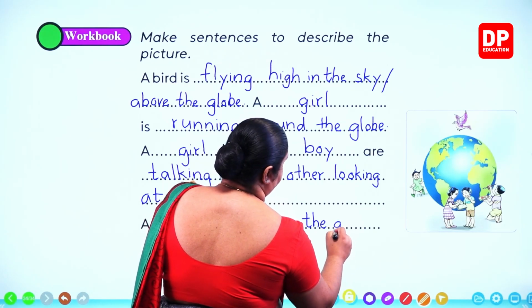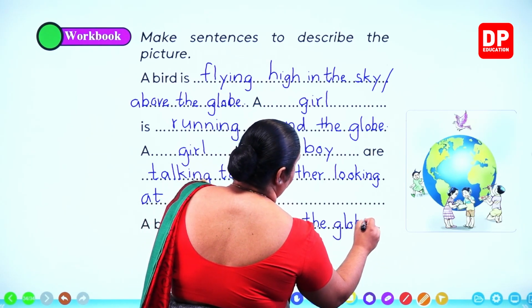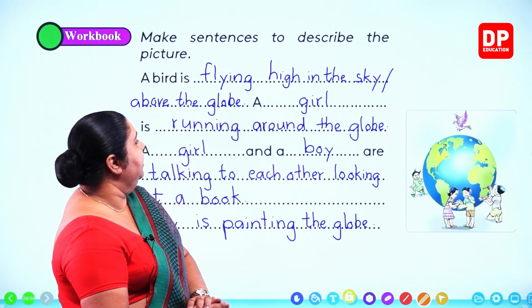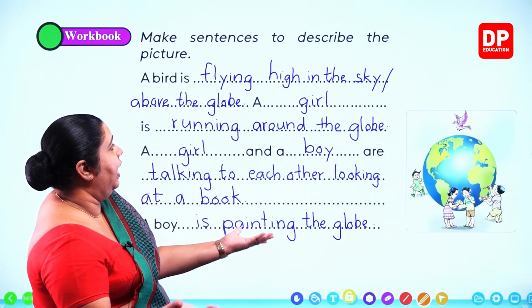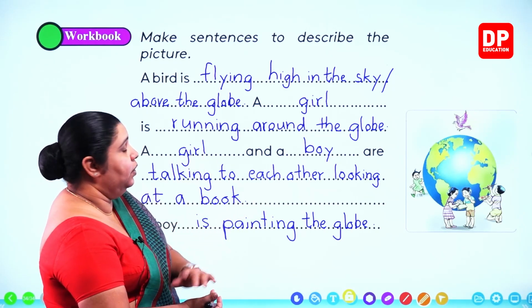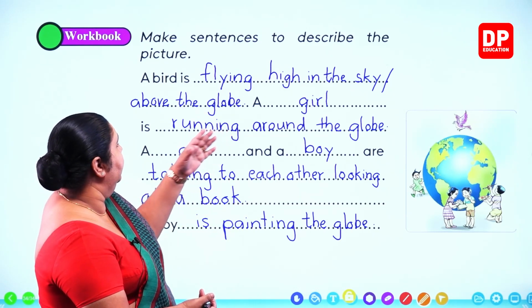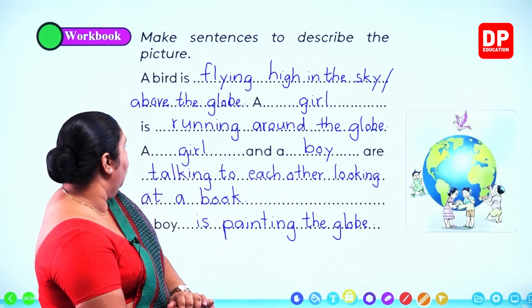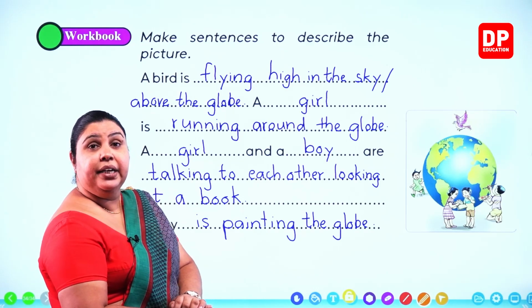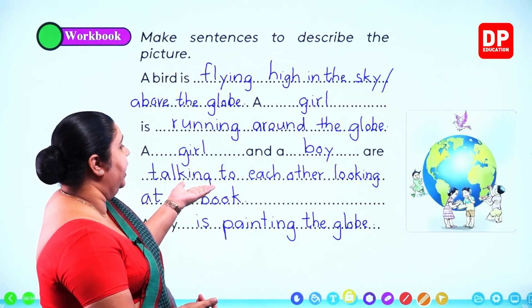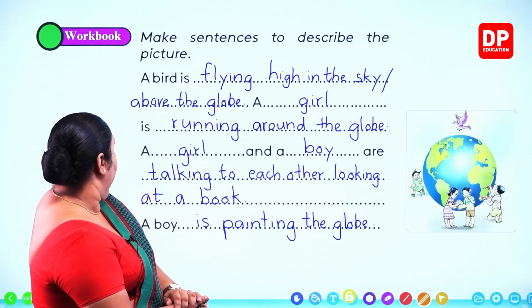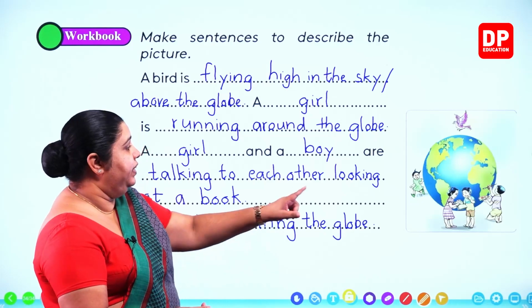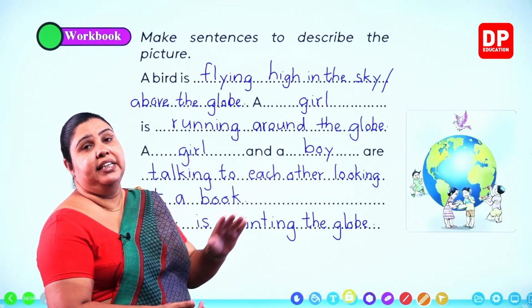Okay? A bird is flying. You can maybe say high in the sky or above the globe, or you can say a girl is running around the globe. A girl and a boy are talking to each other, looking at a book, or you can just say a boy and a girl are talking. The last one, a boy is painting the globe. So now we have described almost everything that is in the picture.